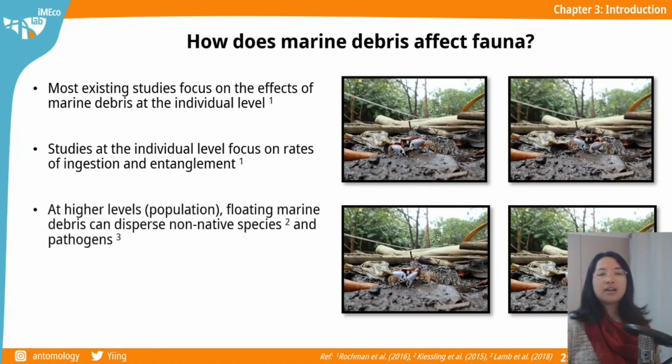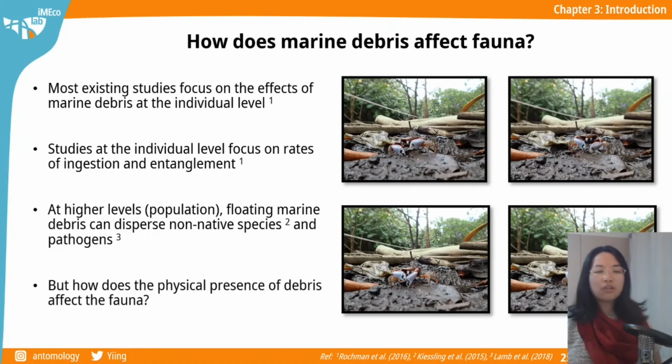Trying to look at higher levels, like the population level, a lot of the studies were looking at how marine debris might disperse non-native species, like little larvae using it as a raft and floating to other places, or maybe even passing pathogens around in a coral reef. So it wasn't really looking at how communities might be different because of the presence of marine debris, and if it was, it would be looking at invasive species. So I wanted to know, how does the physical presence of marine debris affect the fauna?